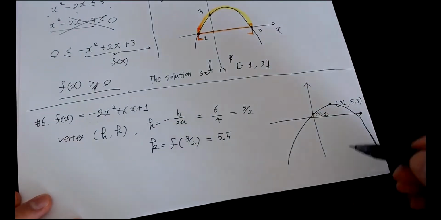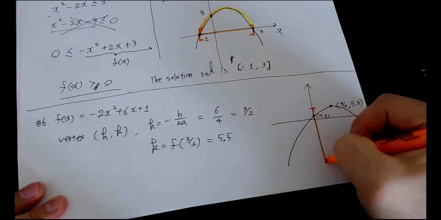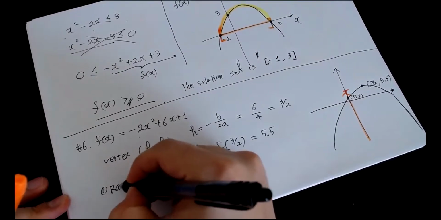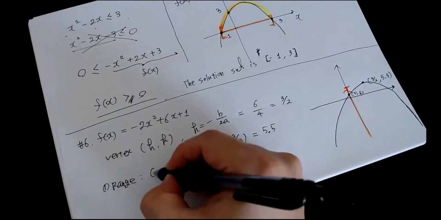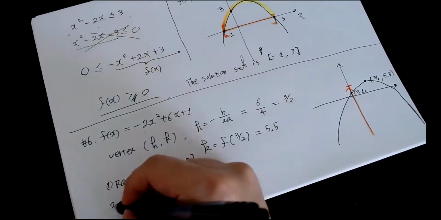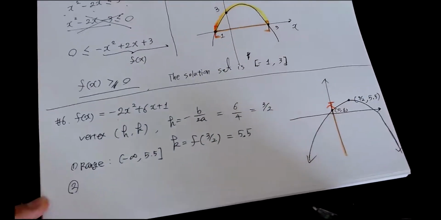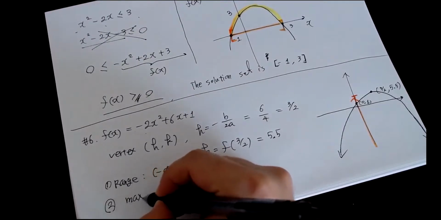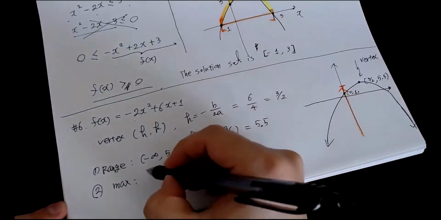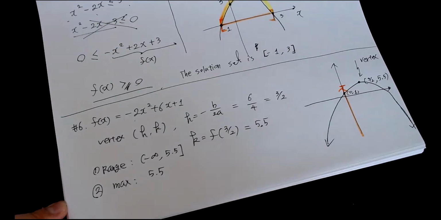So now you can see the range is going to be what? Range is going to be from negative infinity through 5.5, right? So here the range is negative infinity through 5.5, closed at 5.5. And the maximum and minimum: the function doesn't have a minimum, right? Because the graph goes down to infinity. Then there is a maximum, which is the y coordinate of the vertex. So the maximum is going to be 5.5. Here, the maximum value of the function means the maximum y value.